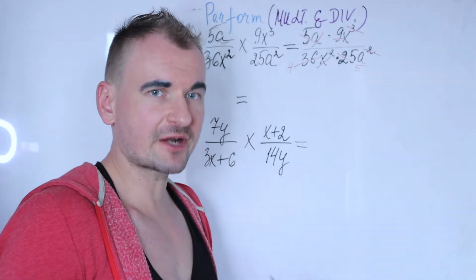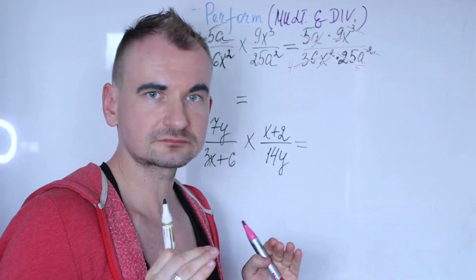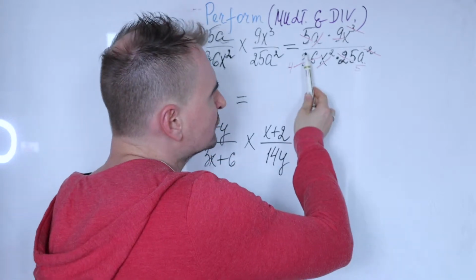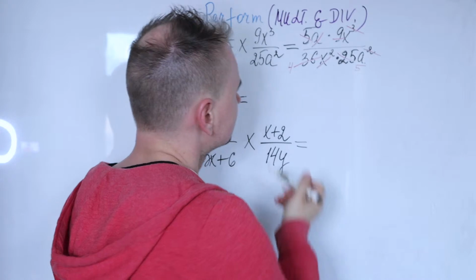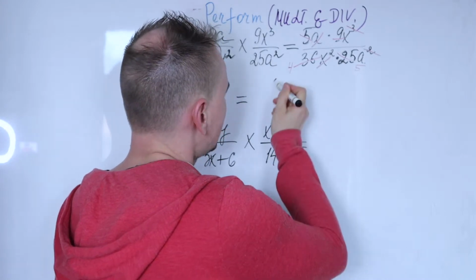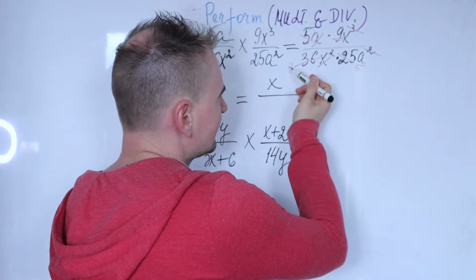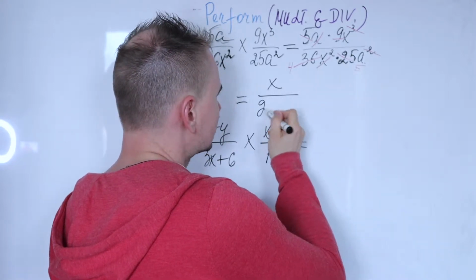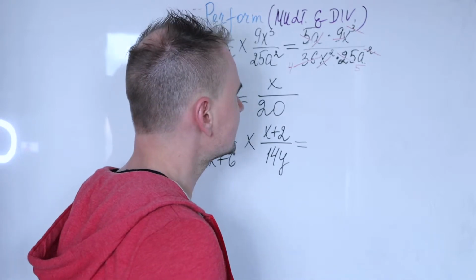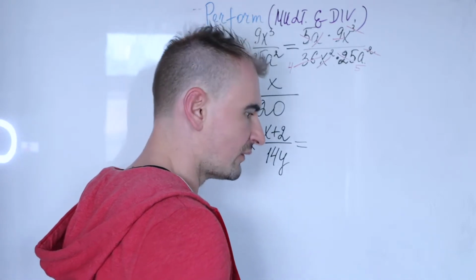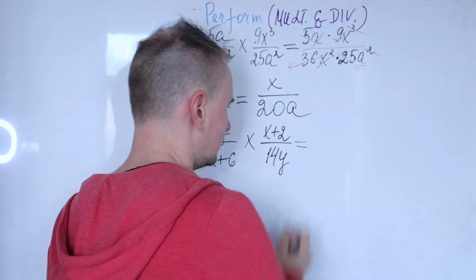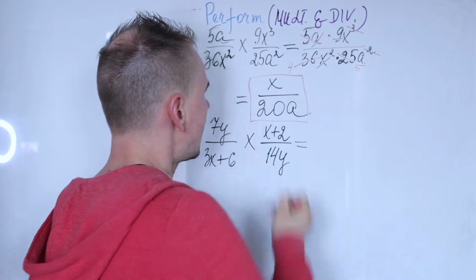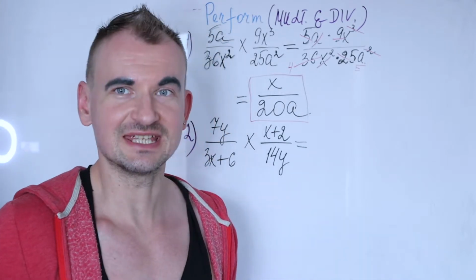Your simplified fraction, your lowest term for this problem, would be x on top. 4 times 5 we can multiply together, so 20, and you have also a on bottom. So this is your final answer for this problem.